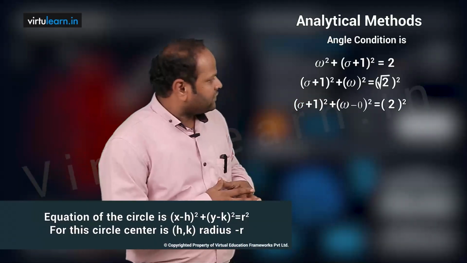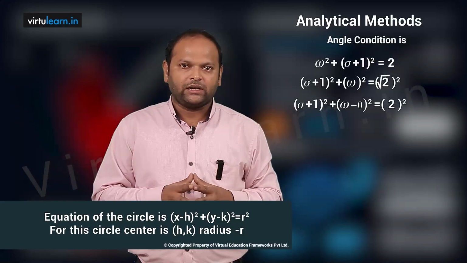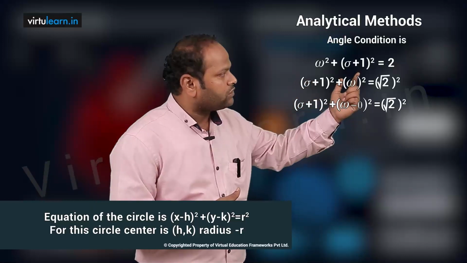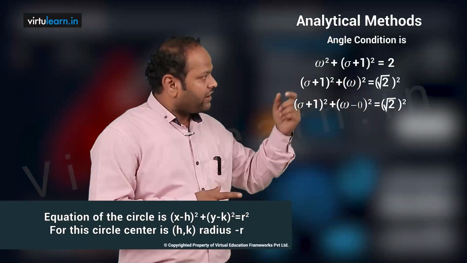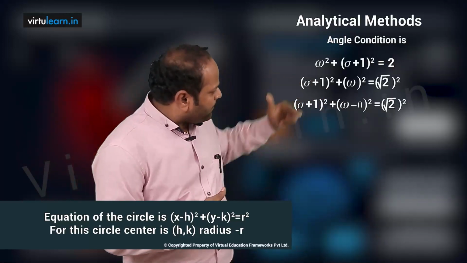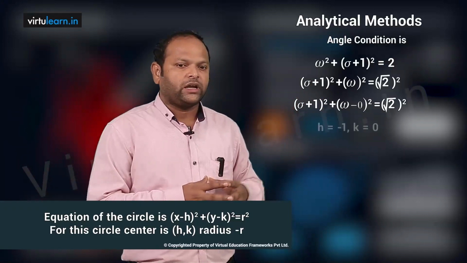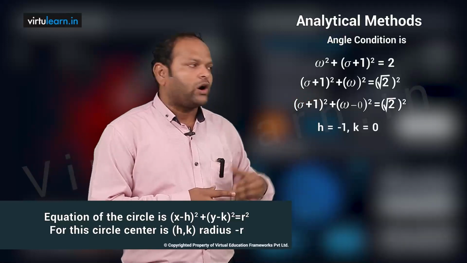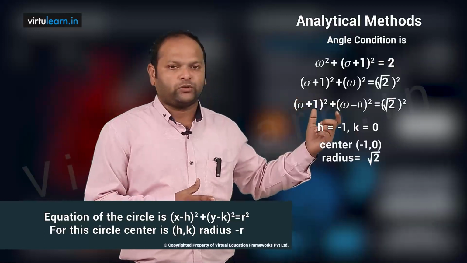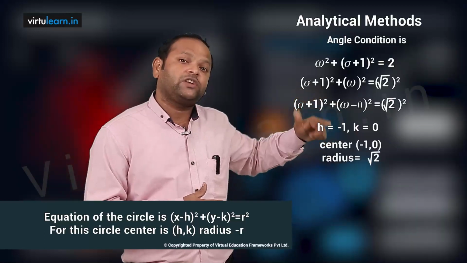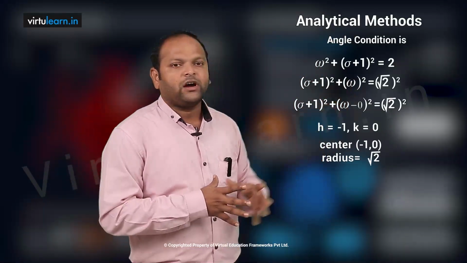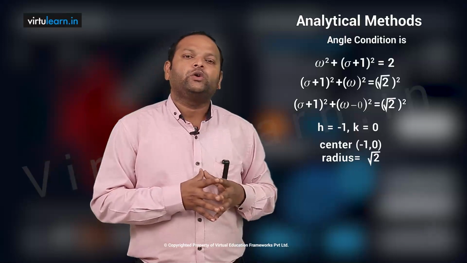So look at this equation. The equation of the circle is (x minus h) whole square plus (y minus k) whole square is equal to r square, where h and k are the center and r is the radius. When you compare these two, what will be h? The h is going to be minus 1. And what is k? k is 0. Then what will be the center? Minus 1 comma 0. So the center of the root loci when it forms a circle is minus 1 comma 0, and what will be the r? When you equate the r, that is going to be root 2.